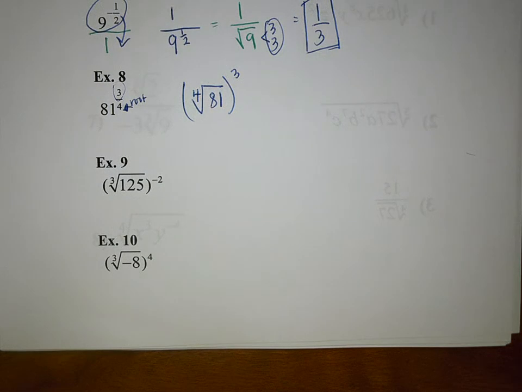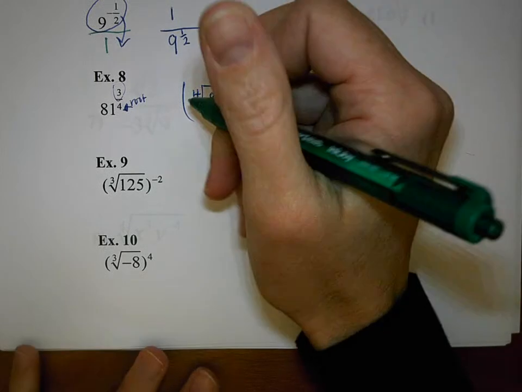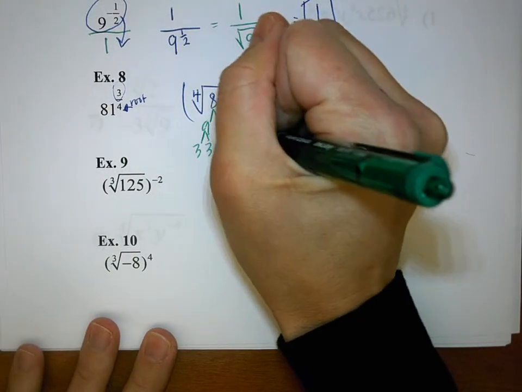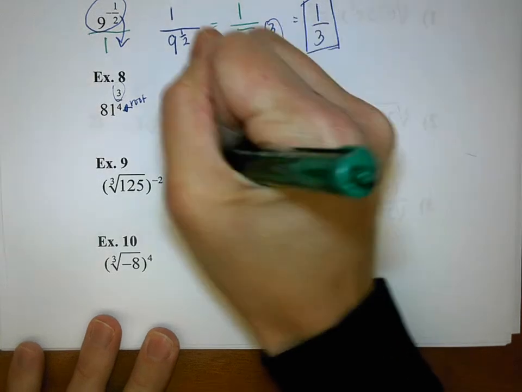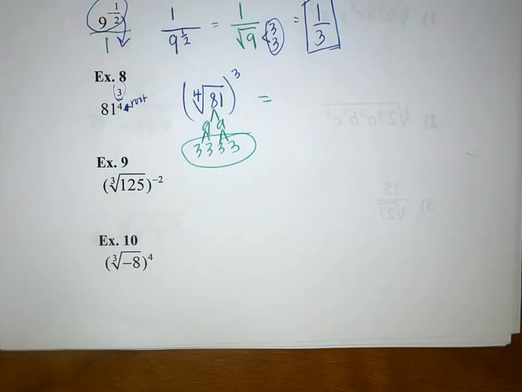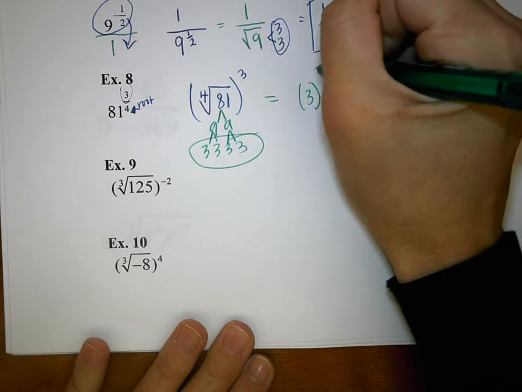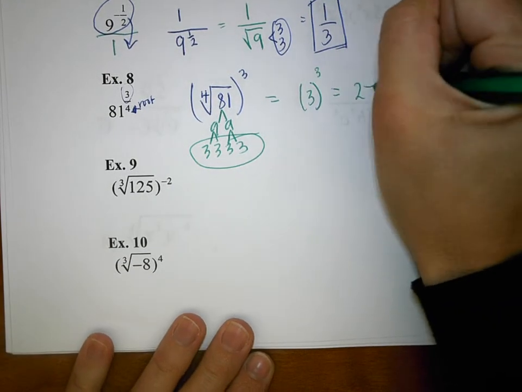Can 81 break down to have 4 things? What does 81 break down to? 9 and 9, good, and then 3 and 3. And we need 4 to make a group. So we end up with what? 3 to what power? 27. Which multiplies to be 27. Very good.